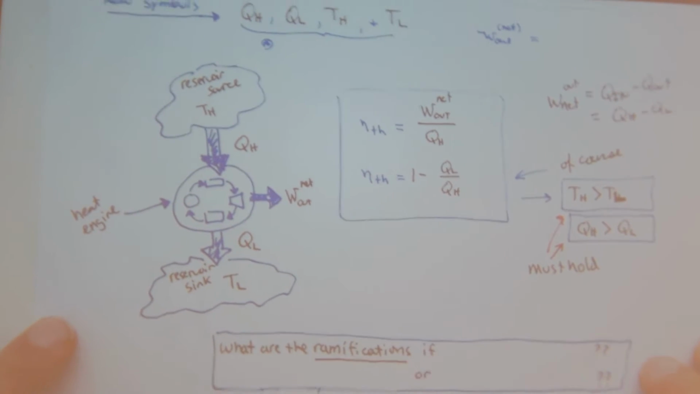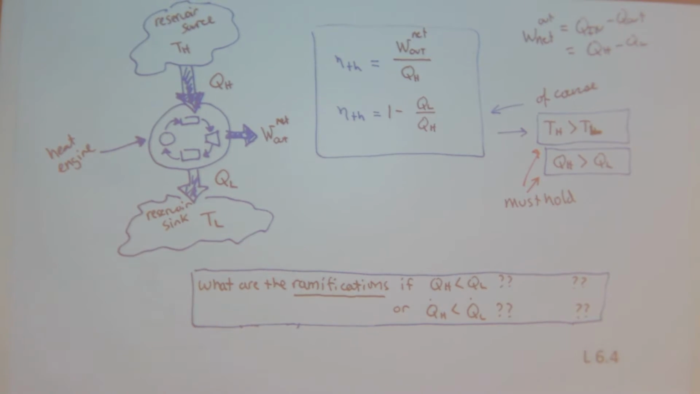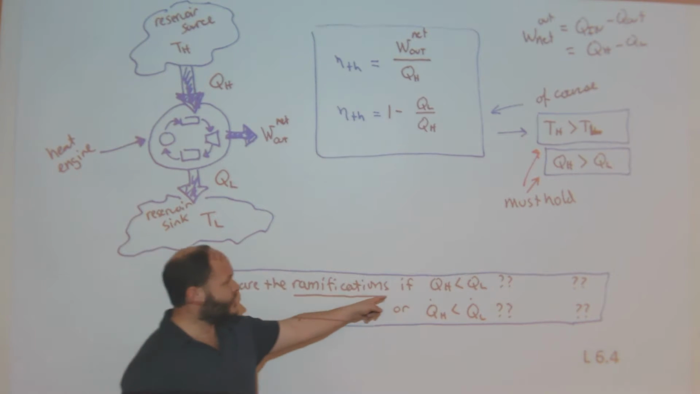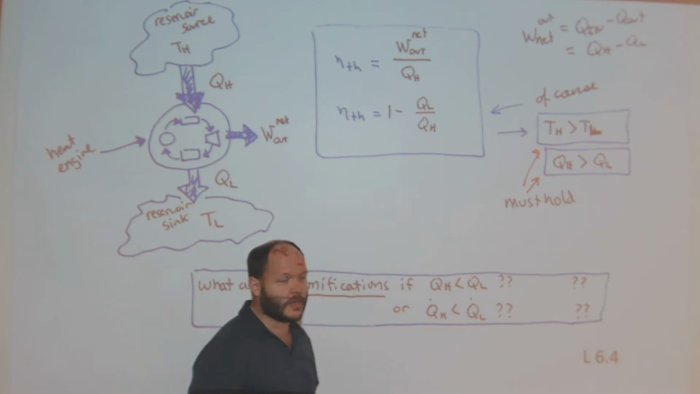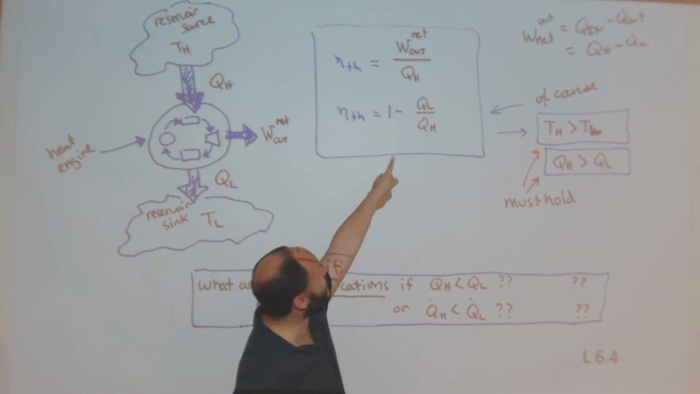So what are the ramifications if QH is less than QL, or QH dot is less than QL dot? So just a question. So what happens if QH is less than QL? Just look at one of the expressions. Of course, I could put dots above any of these, right?